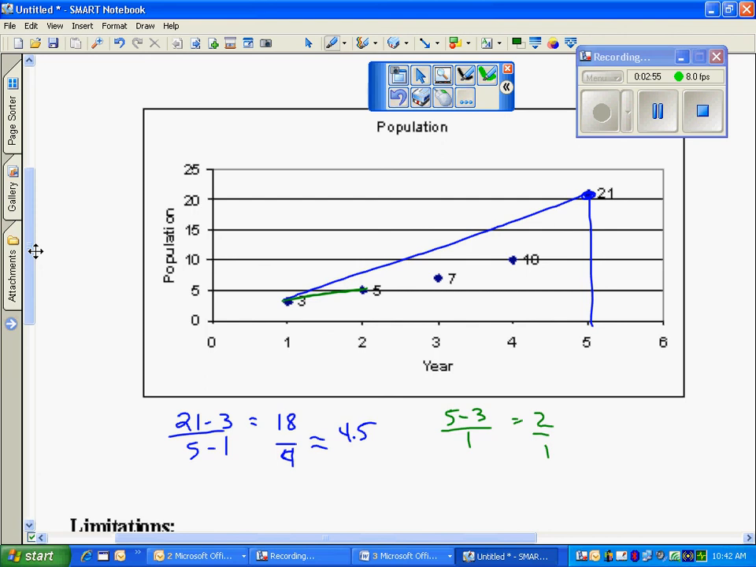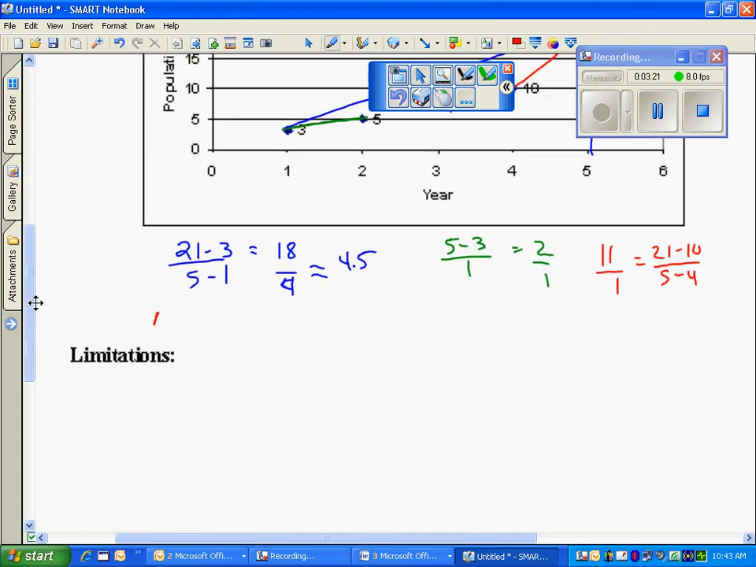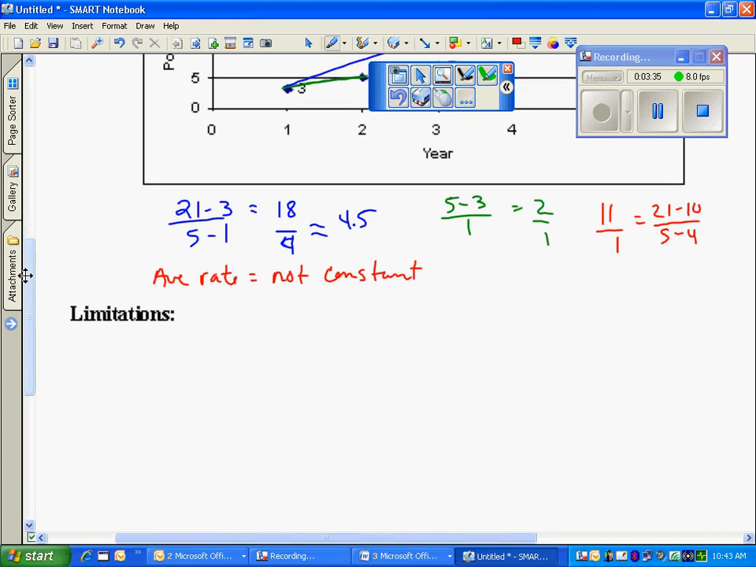And then let's look at this rate of change. What's the average rate of change here between year 4 and year 5? In 1 year, I changed by 11 students. So that change was much larger, and is also much larger than the average rate of change from beginning to end. So if we look at this graph, we can see that my average rate of this graph is not constant. It's not the same rate every time through, just as if I was traveling to Missoula. My rate isn't constant. So we have a limitation when we talk about this average rate.